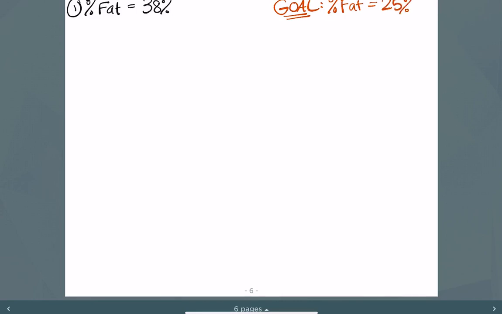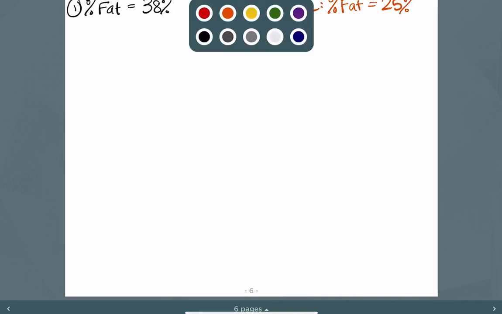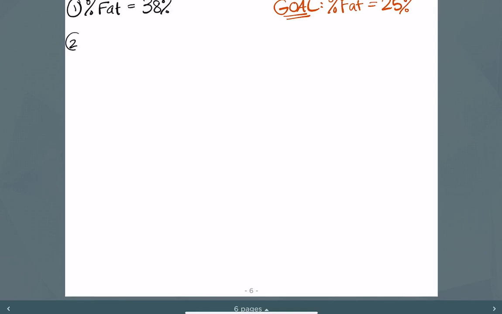So how do we get her there? Step 2 says calculate her current fat weight. So we know her weight, she was 200 pounds and we converted that to kilograms. So her weight is 91 kilograms right now. And we know that 38% of her is fat.